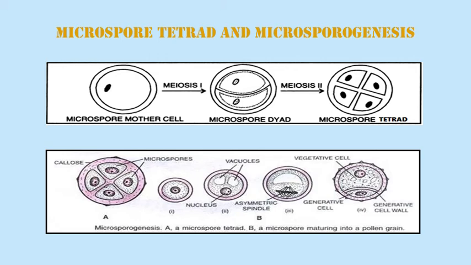So here, the microspore is undergoing the mitosis process, and then what happened? This forms 2 cells. Okay, 2 cells, nucleus formation is happening. Okay, 2 cells, nucleus formation is happening.